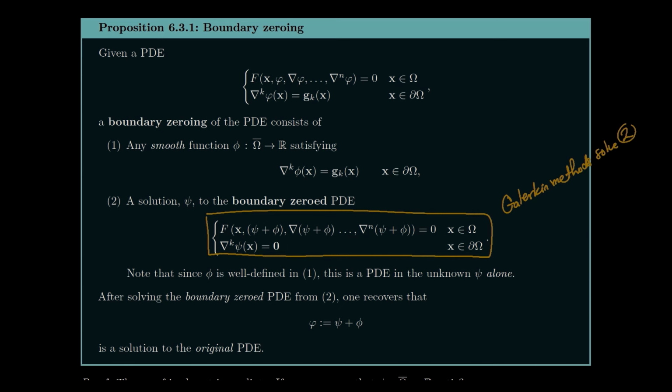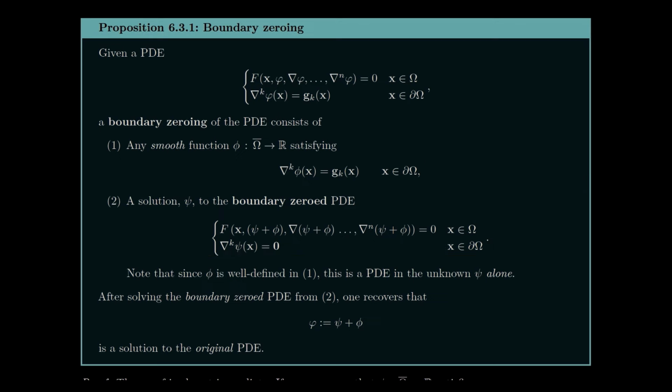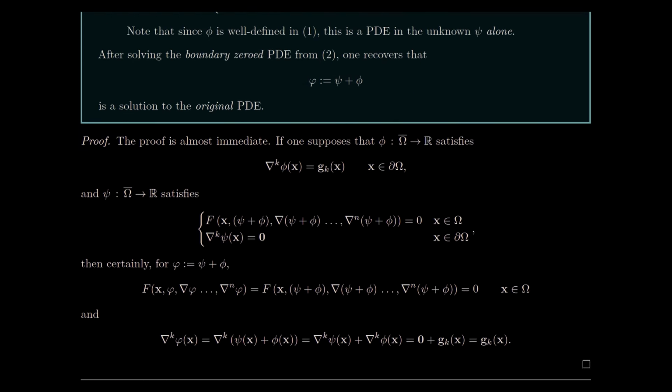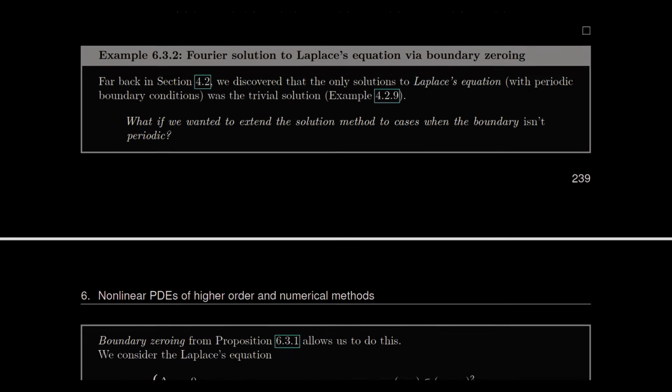They solve 2. This part 1 is up to us to figure out on our own. But it's usually not too difficult to find something that satisfies the boundary conditions, not the PDE itself. So let's see an example of this in action. That was technically a proposition, so I do have a proof there.